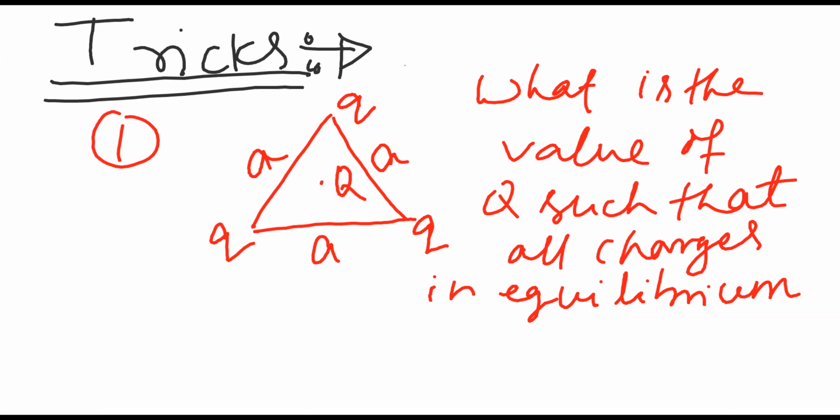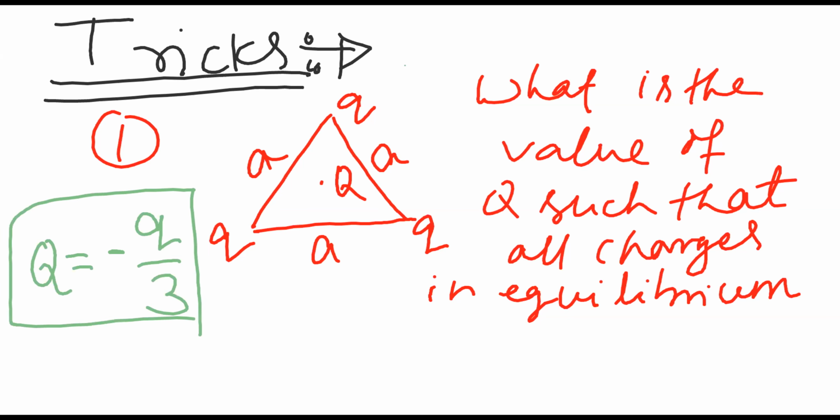So here one Q is there, and a distance is there. Then what is the answer here? Directly remember this, no need to calculate again. So capital Q equal to minus small q by 3. What is this small q? These are your corner charges, and this capital Q is your center charge. So capital Q equal to minus of corner charge divided by 3.